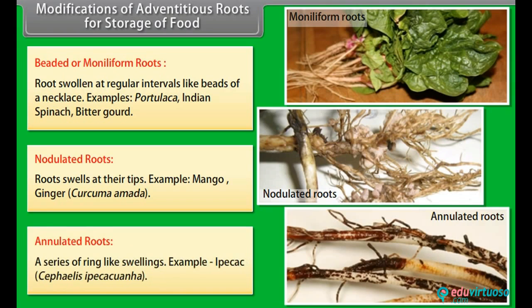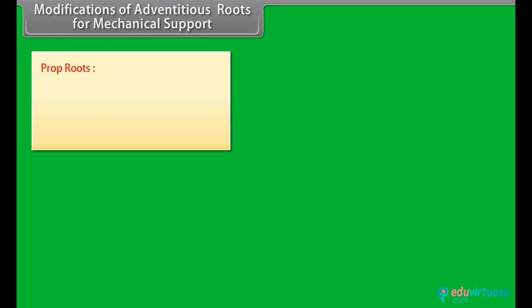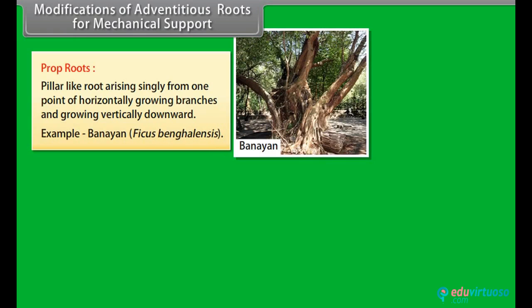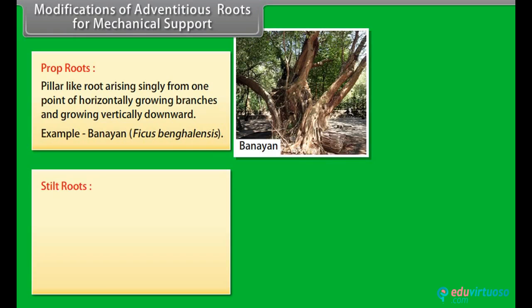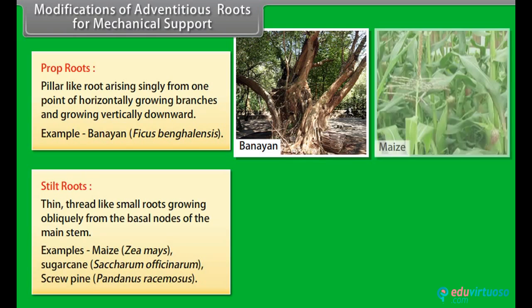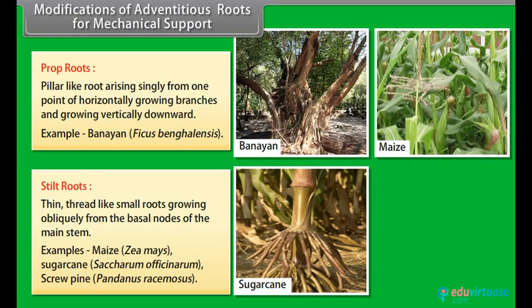Example, ipecac. Modifications of adventitious roots for mechanical support. Prop roots: pillar-like roots arising singly from one point of horizontally growing branches and growing vertically downward. Example, banyan. Stilt roots: thin, thread-like small roots growing obliquely from the basal nodes of the main stem. Examples: maize, sugarcane, screw pine.